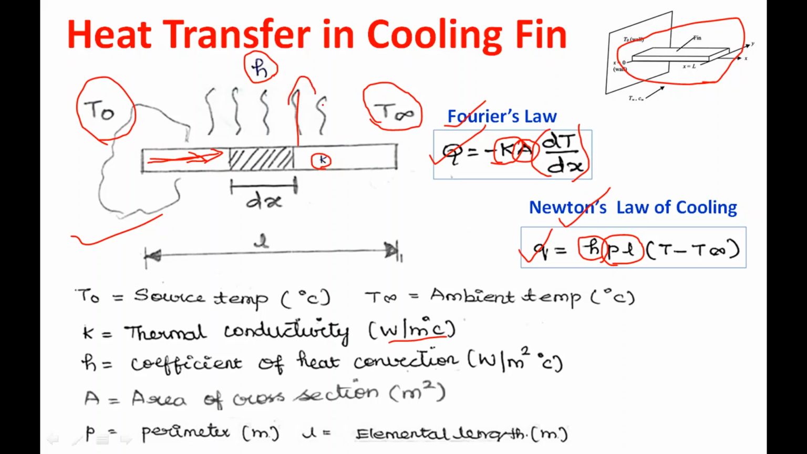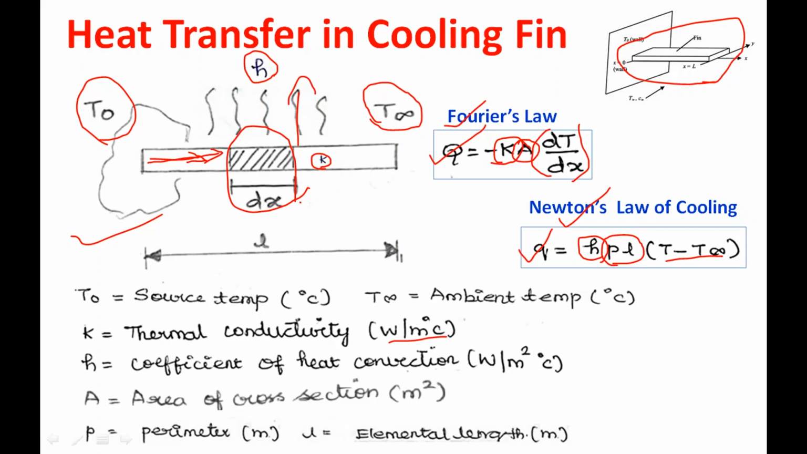So we are considering the surface area. Perimeter multiplied with the length will give you the surface area of the fin, multiplied with temperature difference T minus T infinity. These two equations are used for deriving the governing differential equation of cooling fin problem. For deriving the governing differential equation, first we have to consider a small elemental length dx. So here also we are considering a small elemental length of cooling fin dx.